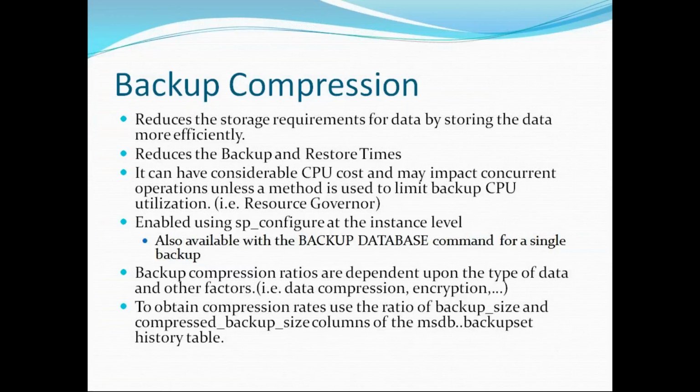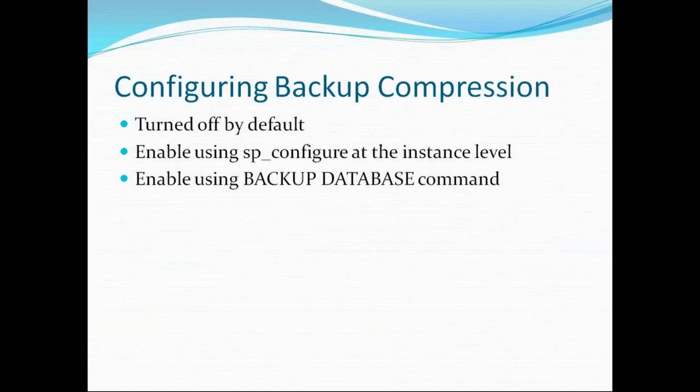So one is the sp_configure, which we can use to configure at the instance level, and the second is the BACKUP DATABASE command for a single backup. For a single backup we can also use compressed backup. Backup compression ratio is dependent upon the type of data. To calculate the compression ratio, use the ratio of the backup_size and compressed_backup_size columns of the MSDB backupset history table. So, configuring the backup compression.